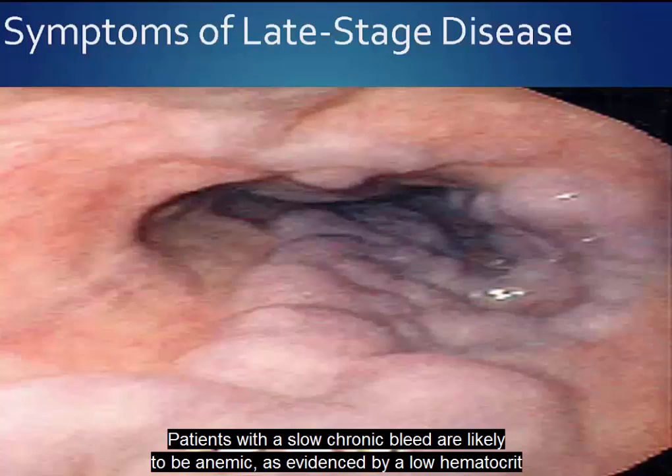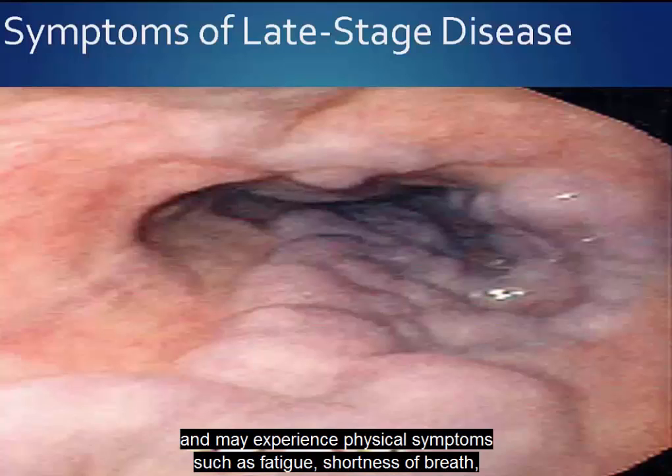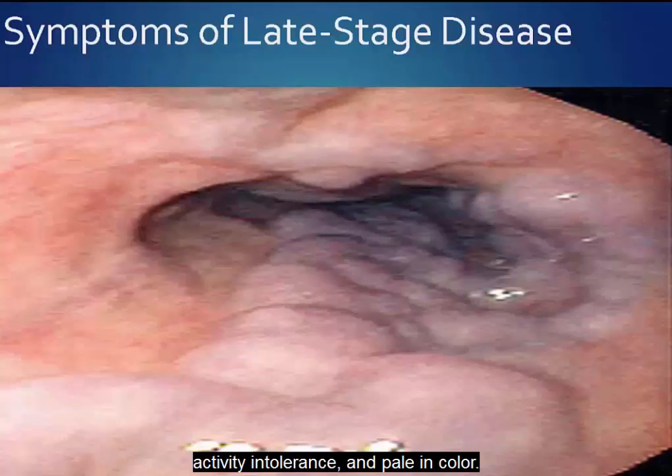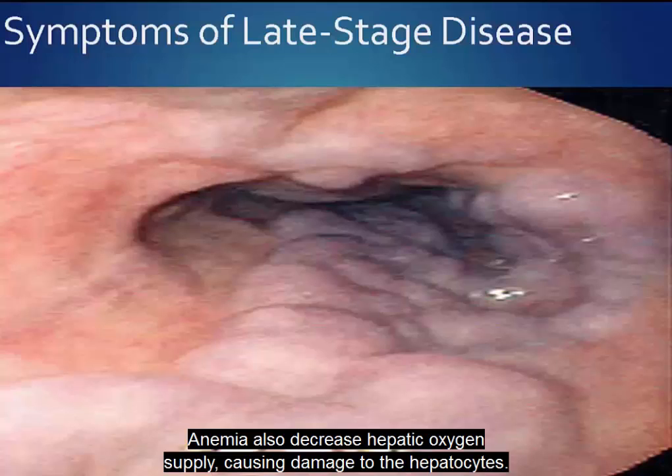Patients with a slow chronic bleed are likely to be anemic as evidenced by a low hematocrit and may experience physical symptoms such as fatigue, shortness of breath, activity intolerance, and pale color. Anemia also decreases hepatic oxygen supply, causing damage to the hepatocytes.